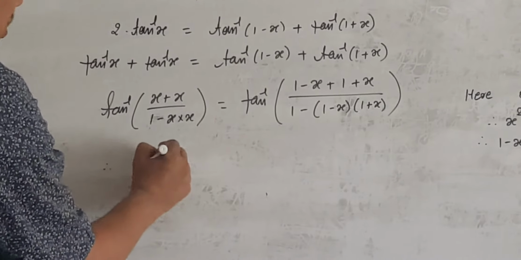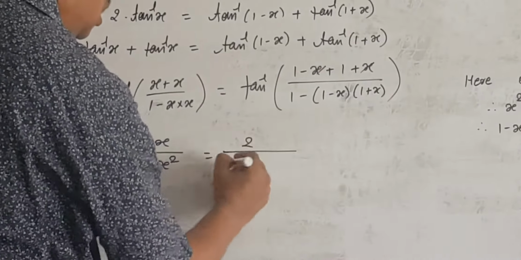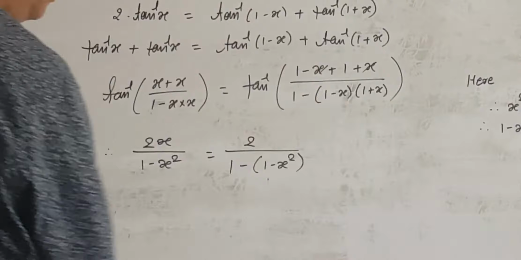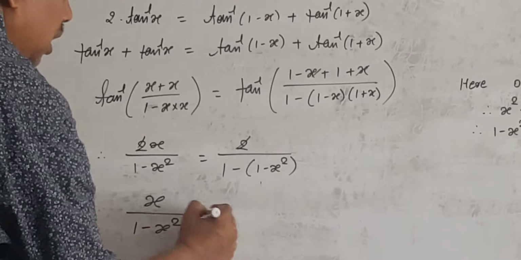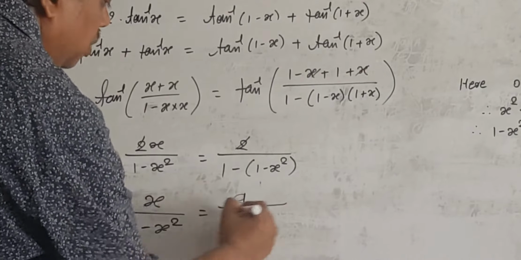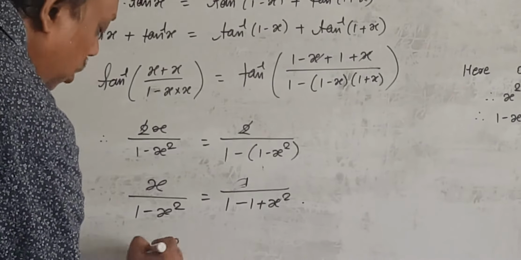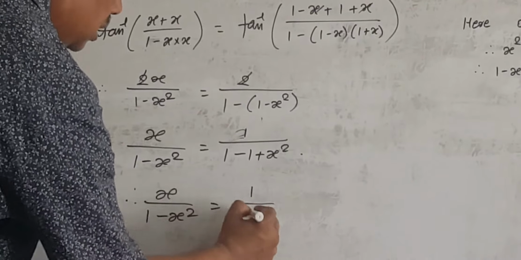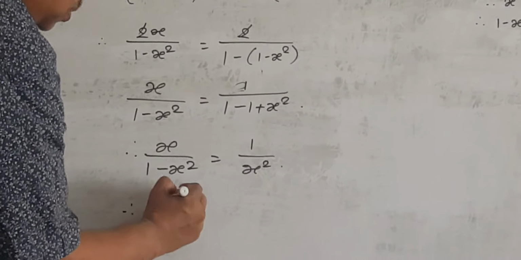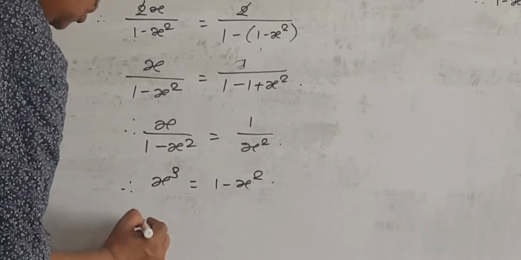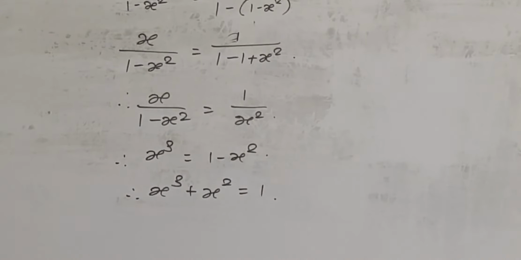So we can express 2x upon 1 minus x square is equal to this, x cancels. So 2 upon 1 minus x square. This 2 will also be cancelled. So x upon 1 minus x square is equal to 1 upon 1 minus 1 plus x square. This 1 cancels. So again, x upon 1 minus x square is 1 upon x square. Cross multiplication, so this x square comes here. So x cube is equal to 1 minus x square, so you can also say x cube plus x square is equal to 1. That's it.